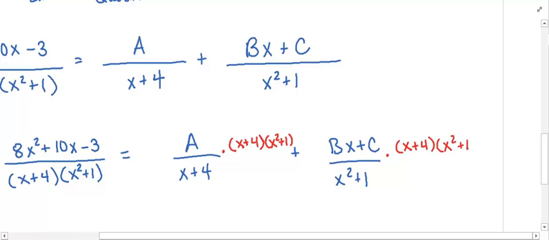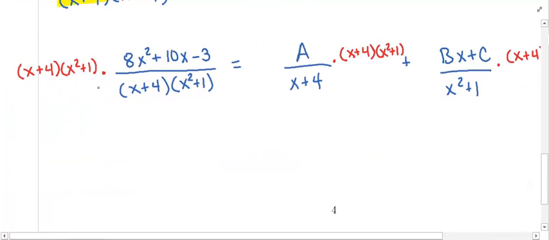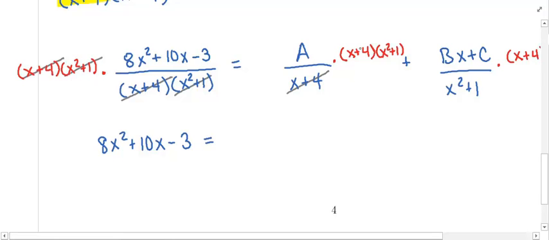And now we'll go and clean everything up. If we go back to the left side of the equation, x plus 4 cancels with x plus 4, x squared plus 1 cancels with x squared plus 1. This is going to leave me with 8x squared plus 10x minus 3. And then we'll go to the a term. In the bottom, we have an x plus 4. That cancels with the x plus 4 in the top. This is going to leave us with a times (x squared plus 1). We'll keep the plus sign in the middle.